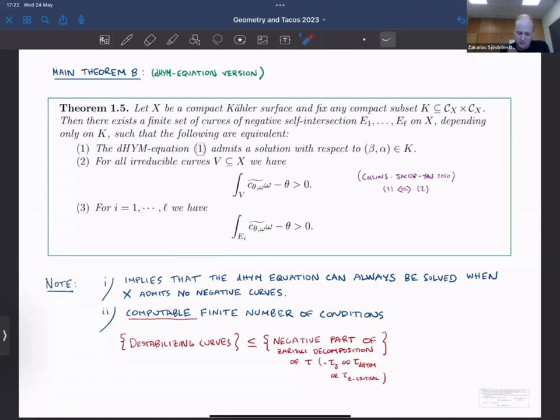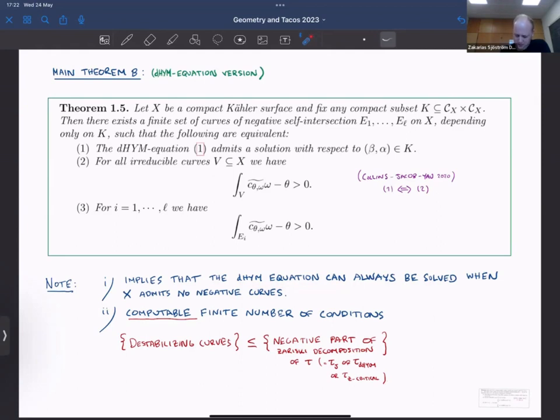There are many things to say about this kind of statement. First, by the way, we have a corresponding one also for the Z-critical equation. I can show it to you later, if you wish. I'll say just two things for now. The first one is that it implies existence of solutions to the dHYM equation. If you have no negative curves, then the dHYM equation can always be solved for any underlying data.